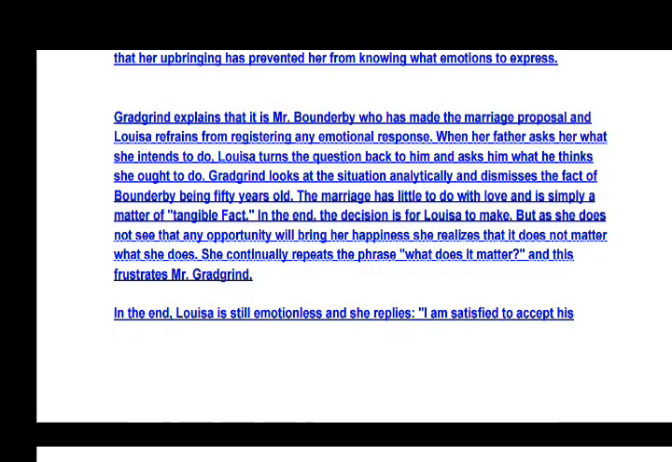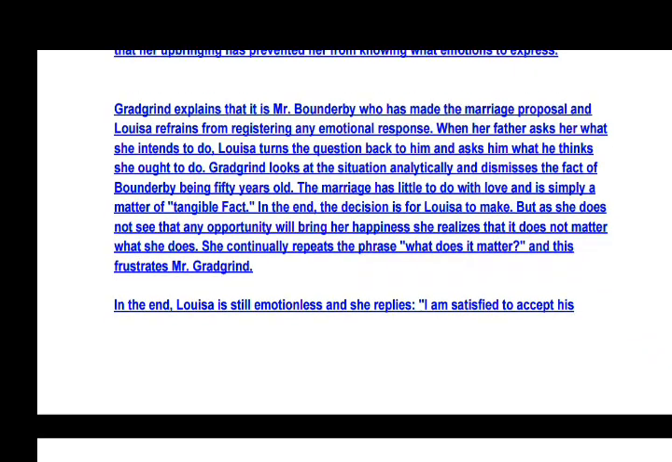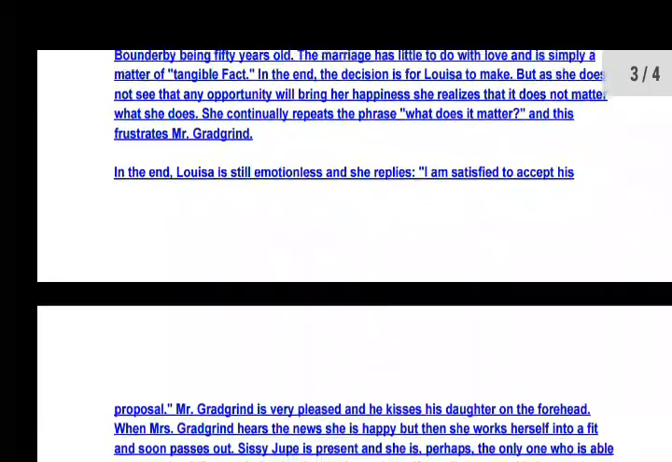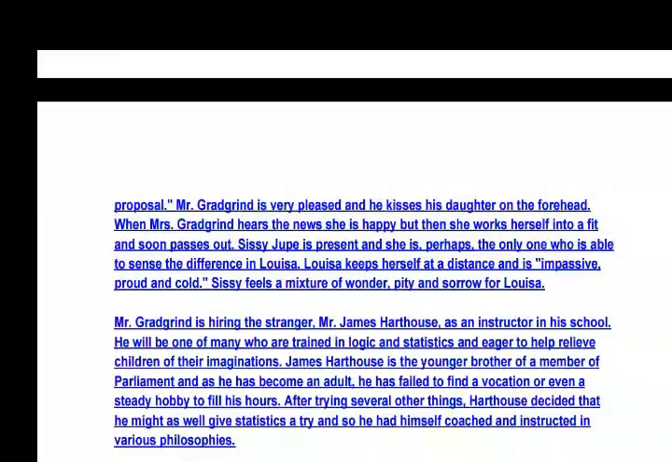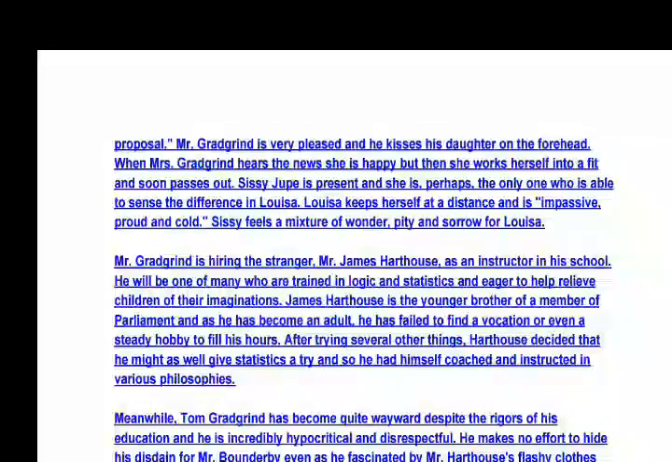In the end, the decision is for Louisa to make, but as she does not see that any opportunity will bring her happiness, she realizes that it does not matter what she does. She continually repeats the phrase, "What does it matter?" and this frustrates Mr. Gradgrind. In the end, Louisa is still emotionless and she replies, "I am satisfied to accept this proposal." Mr. Gradgrind is very pleased and he kisses his daughter on the forehead.